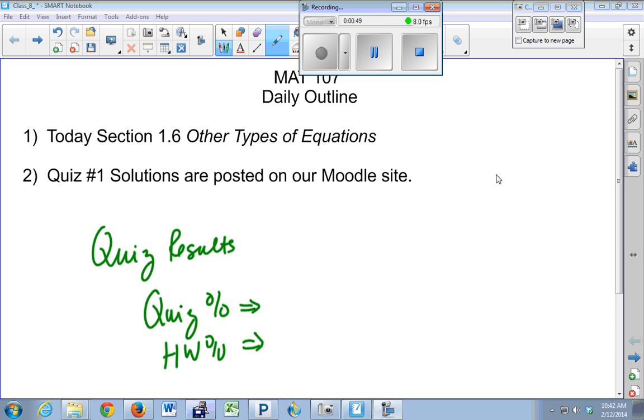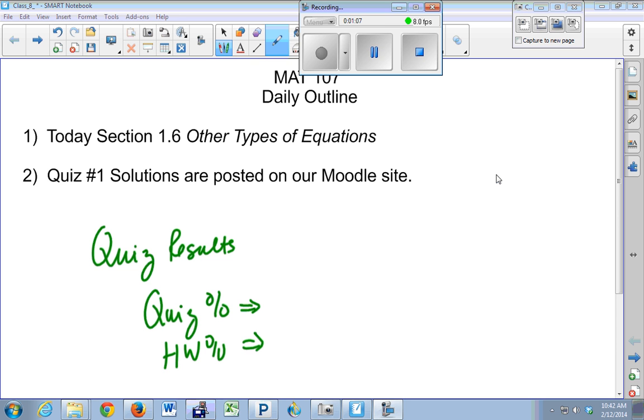I have posted, and I also sent you all an email, that the quiz solutions are right on our Moodle site. And I did them with my little CamScanner on my iPhone, and I got them to look really nice, so you can actually read them. They're not blurry. All right.